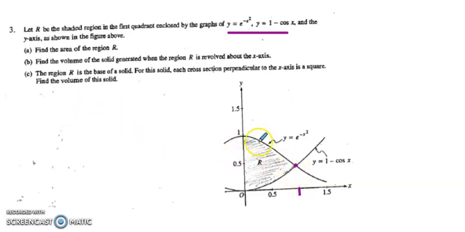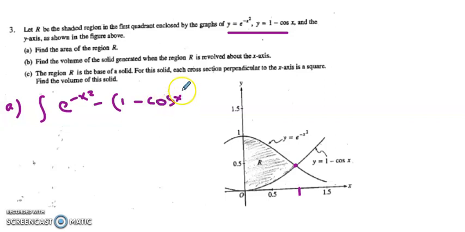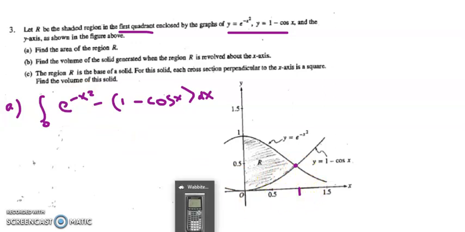So the first thing we're going to do is set up area, which is top curve minus bottom curve. For part A, we have e to the negative x squared minus, and don't forget to put the second curve in parentheses so that the negative sign distributes. Then we integrate from 0, which we know because it says first quadrant, and we need this intersection point as our upper limit of integration.